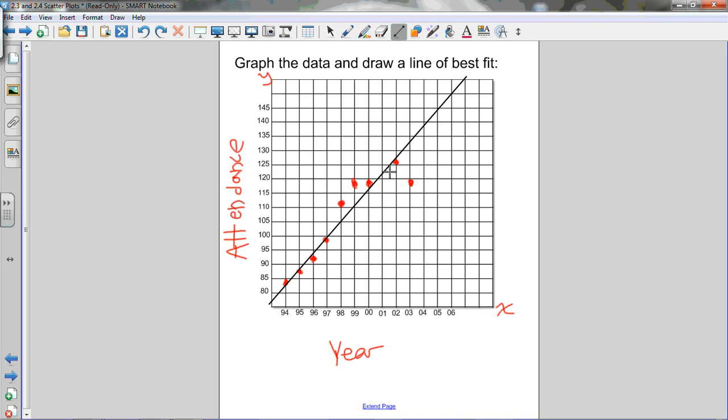It's through almost 1, 2, 3, 4, 5, 6. Through almost 6 of the 9 points. So that's pretty good. I've got 2 on one side, 1 on the other side. So that's a pretty good line of best fit.